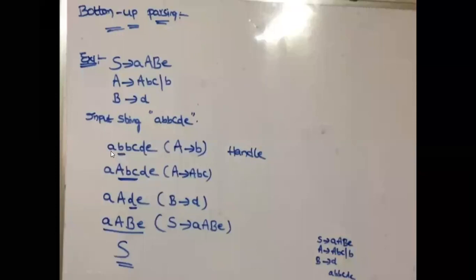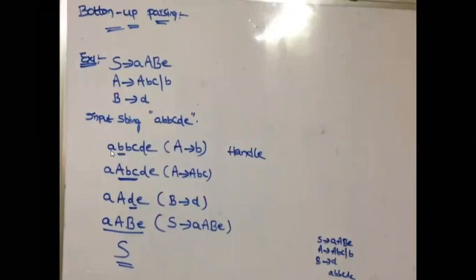Okay. So this is the input string. For example, in this example, small a is taken as a substring. This substring is also known as a handle. So with this substring, is there any production in the right hand side? With small a, there is no production in the right hand side.